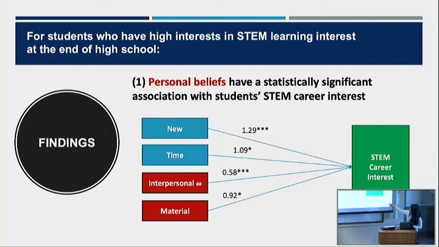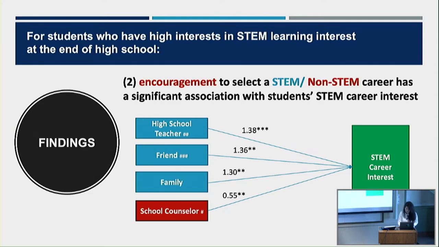Everything was reported in odds ratios. First, personal beliefs have a statistically significant association with students' career interest. If they valued having time with family or friends for themselves, it had a positive association with their STEM career interest. But if they valued interpersonal relationships or material or external rewards, then it was negatively associated with STEM career interest.